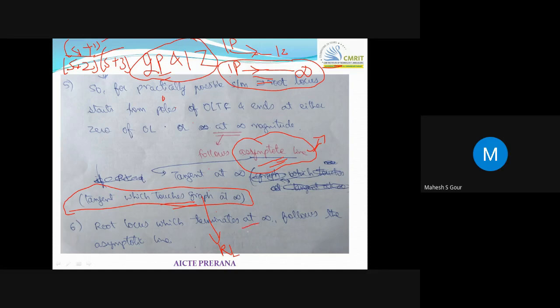So root locus which terminates at infinity follows the asymptotic line. Means what will be the path? There is one extra pole which should go to infinity, right? How should the path be? Somebody should direct it at least. So that direction is given by the asymptotic line.